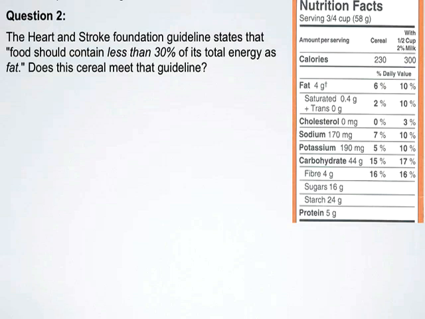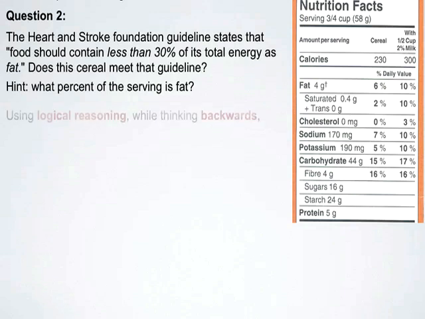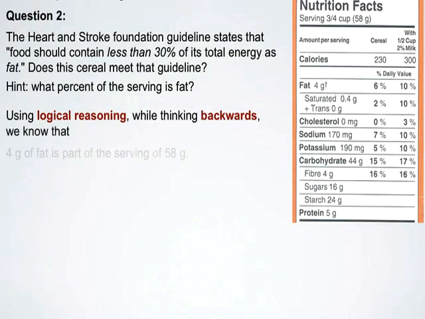Question 2. The Heart and Stroke Foundation guideline states that food should contain less than 30% of its total energy as fat. So does this cereal meet that guideline? Hint: what percent of the serving is fat? We're going to use logical reasoning and kind of think backwards. We know that 4 grams of fat is part of the serving of 58 grams.